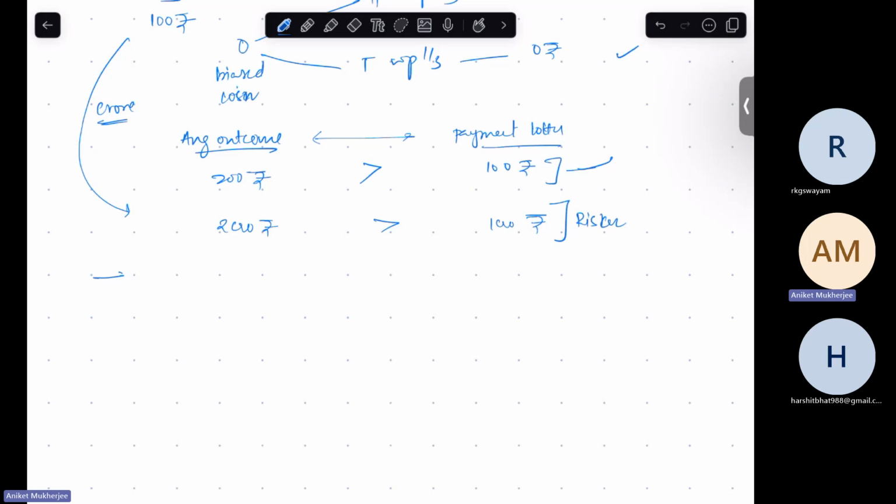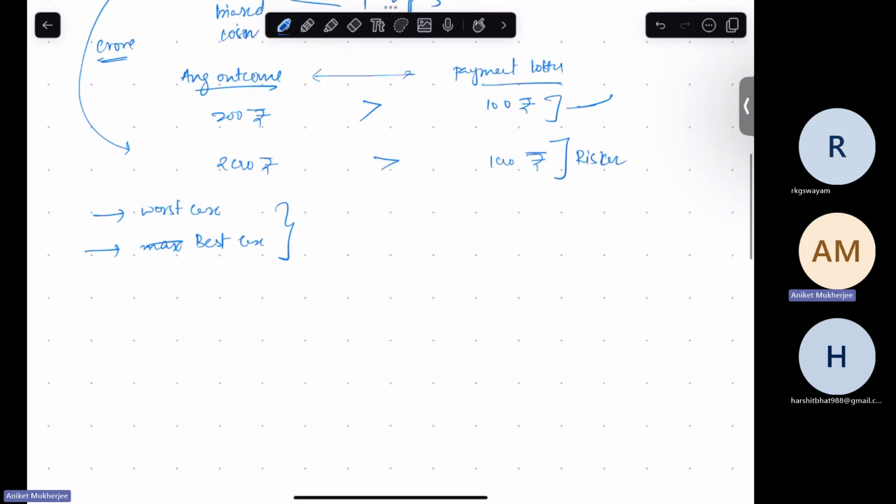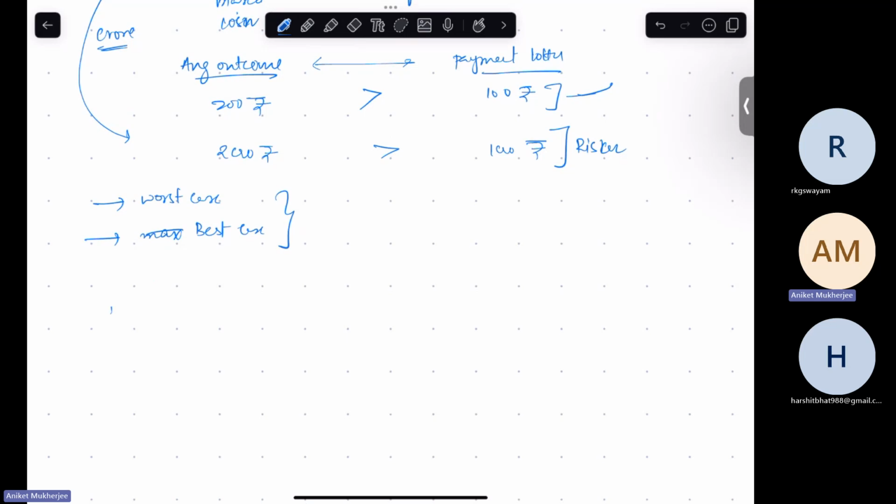We saw two more things where we did worst case analysis, and we also did the max best case analysis. We also saw that in these three types of comparisons of lotteries or decision makings, you're not incorporating risk in your decision making. So you're not comparing how much riskier one process is to another, right? Then we came up with this notion of expected utility theory.